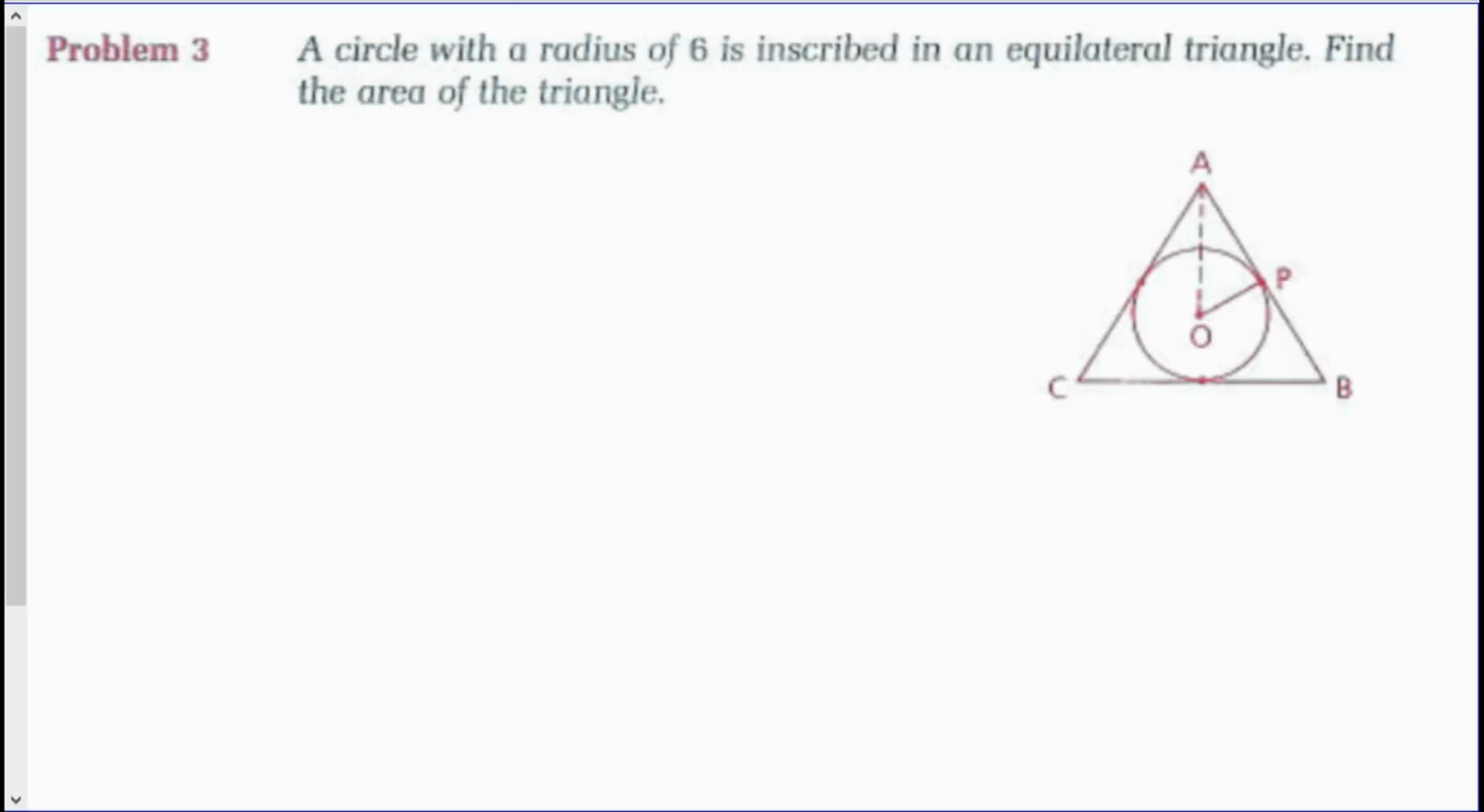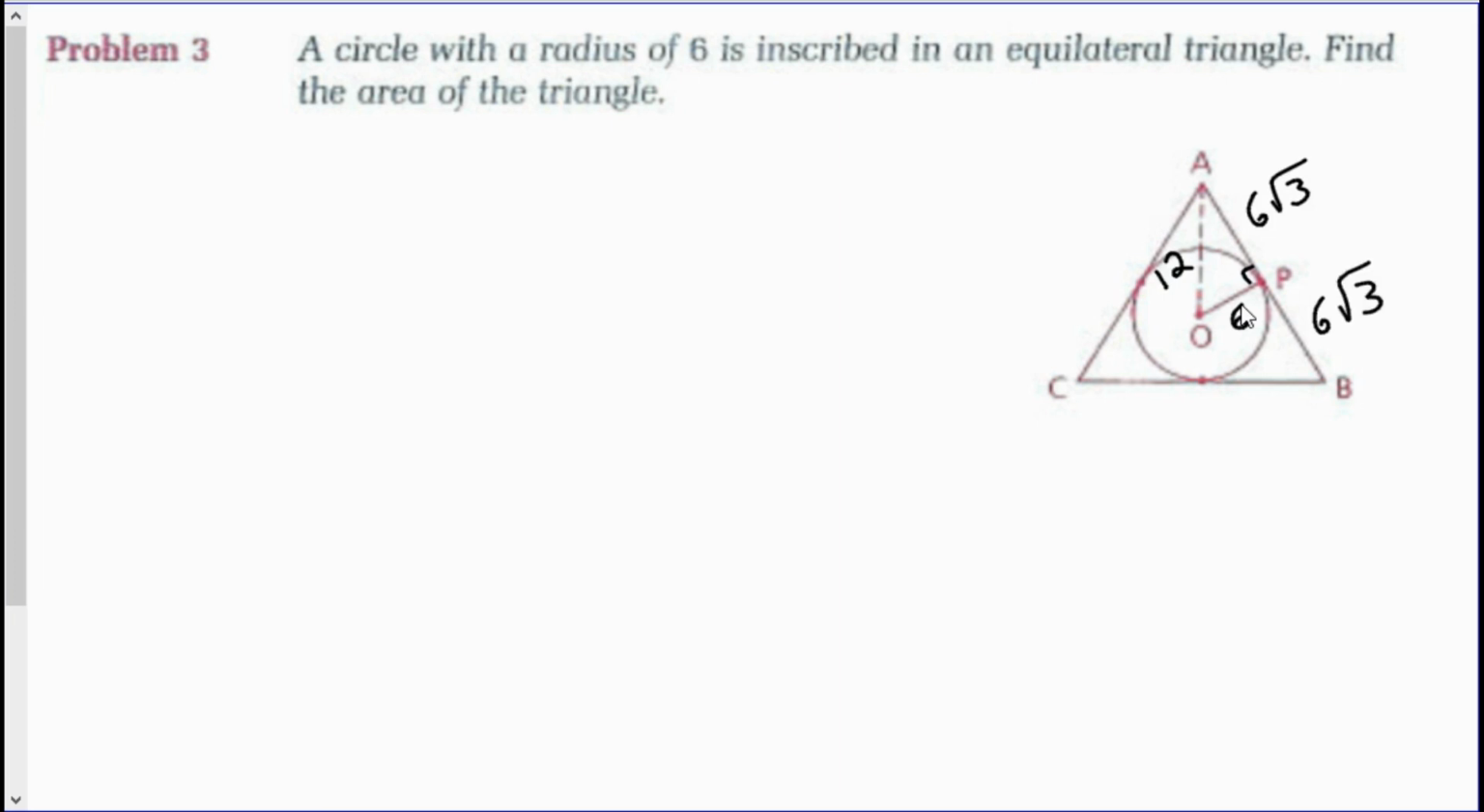Problem 3. A circle with a radius of 6 is inscribed in an equilateral triangle. Find the area of the triangle. So I have triangle ABC with radius OP. Notice that OP's length is 6 and that AOP is a 30, 60, 90 triangle, which would make OP an apothem. So if my right angle is here, that would make AO my hypotenuse, which would be a length of 12, meaning that AP would be a length of 6 root 3. Since OP is an apothem, that would make my whole side length 12 root 3.